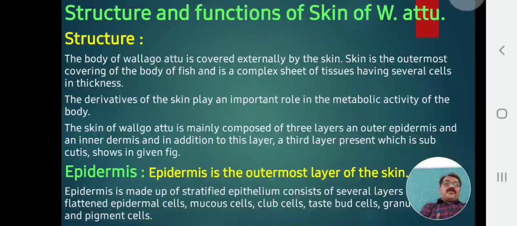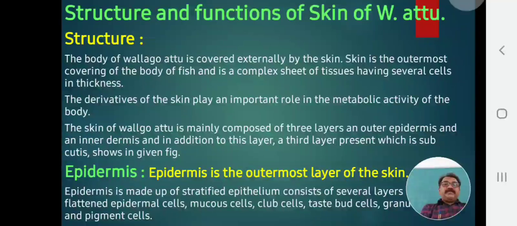The skin of Wallago is mainly composed of three layers: an outer epidermis and an inner dermis, and in addition to these, a third layer is present which is called the subcutis, which we have just seen in the figure. The first part is the epidermis.